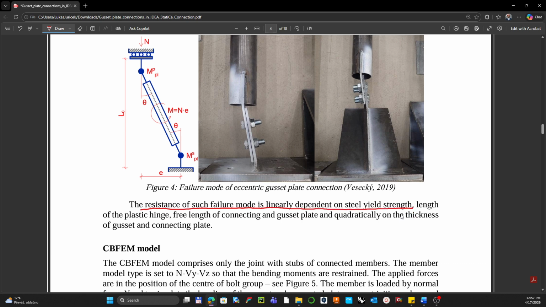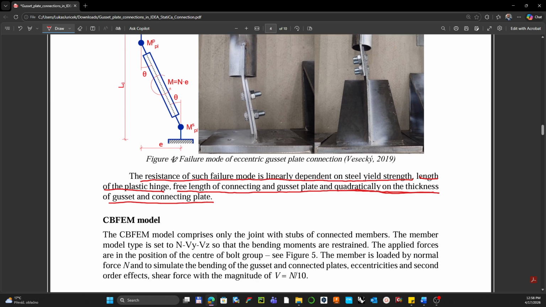So once you are increasing the strength, the bearing capacity goes up linearly, and so does the length of the plastic hinge, the free length of the connecting gusset plate, and quadratically on the thickness of the gusset plate and the connecting plate. So once you are changing the thickness, the bearing resistance changes not linearly but quadratically.